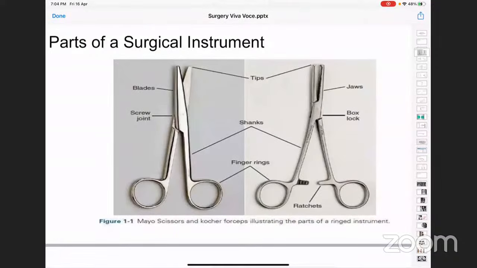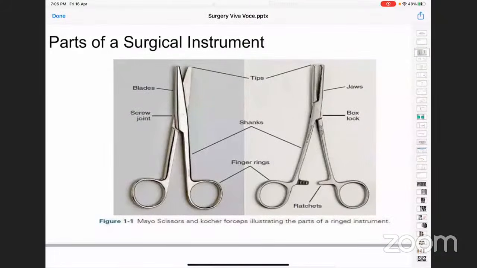And then they also have a joint system. Most of the surgical instruments that we use have one of these two sorts of joints. It can either be a screw joint, which is also called a pivot joint, or a box joint. In a screw joint, the two blades of the instrument are held together by a screw. So they pivot around a screw. This sort of arrangement is generally seen in scissors. So we have two separate sets of blades which are held together at a hinge formed by a screw.